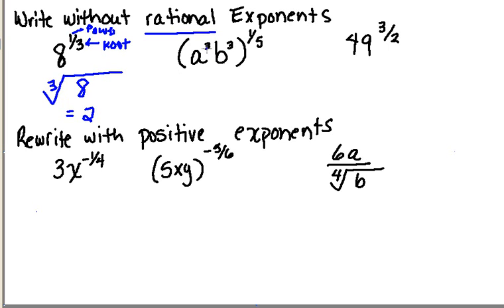Similarly, if I have a cubed b cubed raised to the 1/5 power, again, my denominator tells me what root I'm taking. So I'm going to take the fifth root, and the numerator tells me I'm raising a cubed b cubed to the first. So what I'm going to end up underneath my radical, called the radicand, is a cubed b cubed.